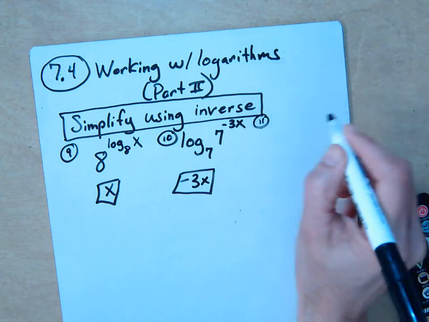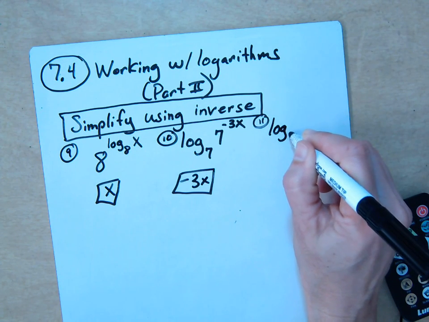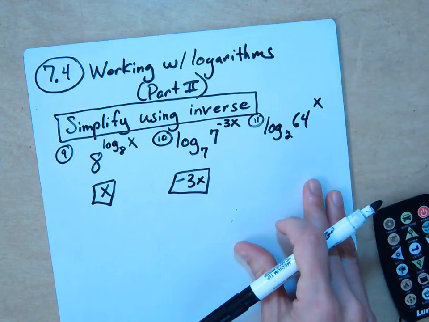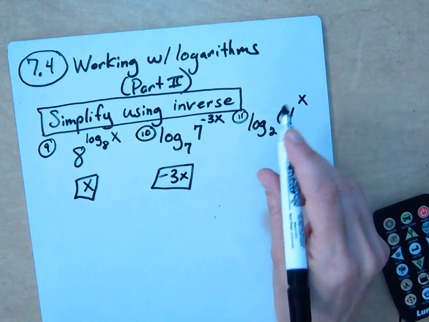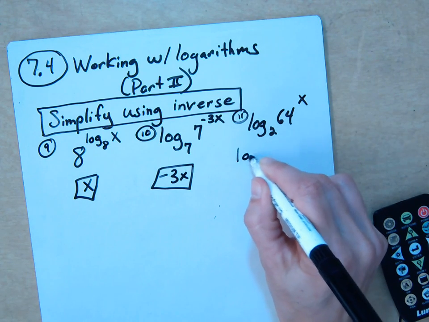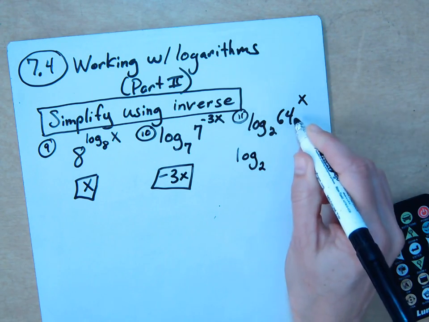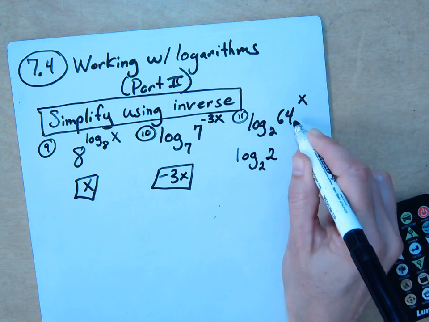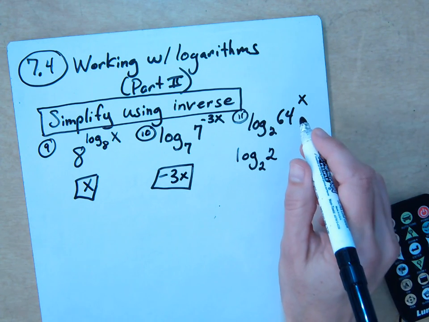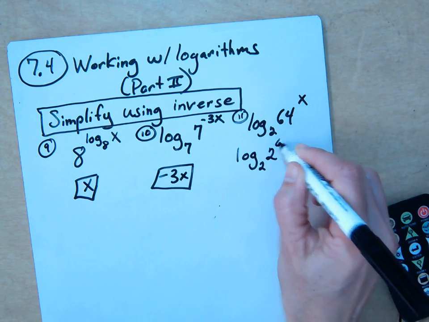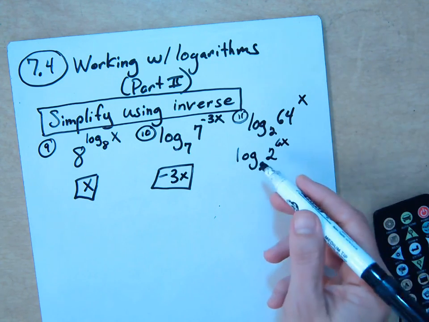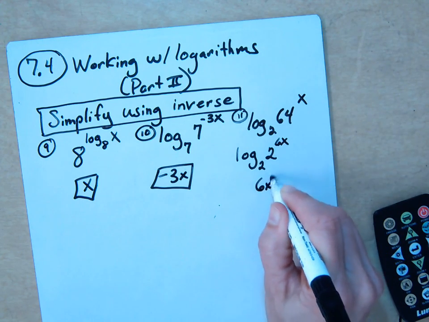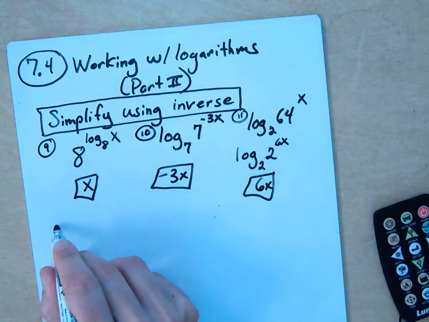Let's try another one. Let's say we have log base 2 of 64 raised to the x. These are different bases, but we can make them the same. You would just do log base 2, and 64, what is that in base 2? It's 2 raised to the what? You can do guess and check. Yeah, good. It's 2 to the 6th power. So now log base 2 and 2 to a power just undo each other. The answer is 6x.